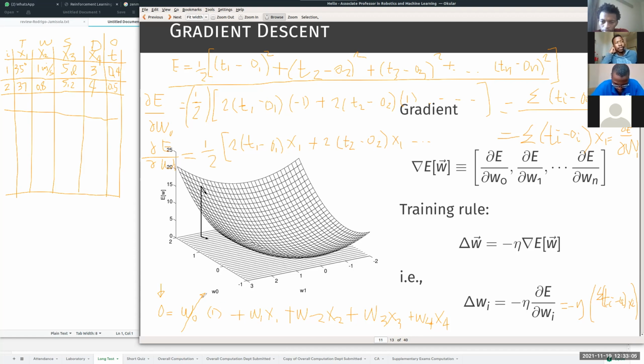This one is not with respect to W0, so this is 0. Now this is 1, and so that's 1. So that's minus 1, because there's a negative sign there. There should be a minus 1 here. And then here again, there should be a minus here. Minus X1. So there's a minus X1. Yes.